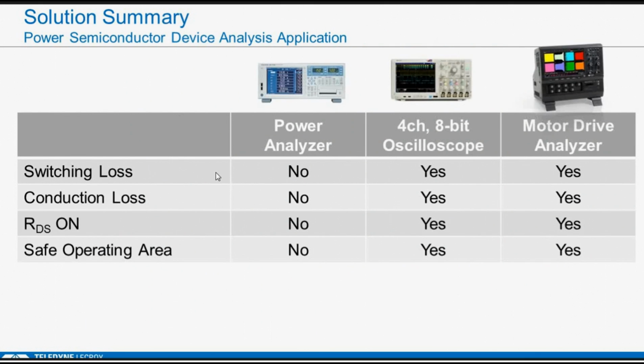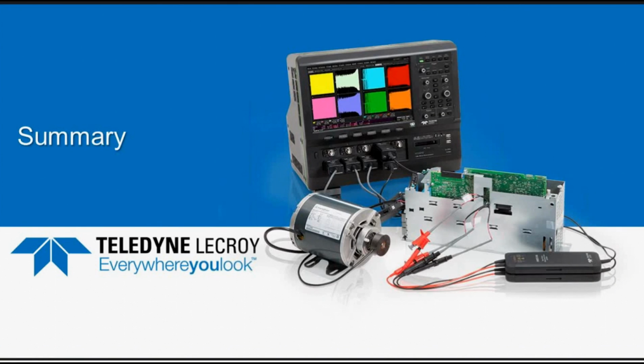So in this example, really power analyzers can't do any of this. A lot of people use 4-channel 8-bit scopes. They're okay. A 12-bit platform like our MDA, our motor drive analyzer, is better. Using that DA1855A differential amp is really ideal for the conduction loss measurement.